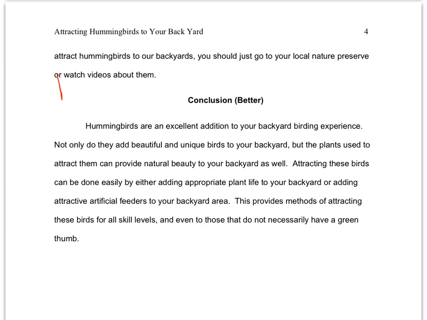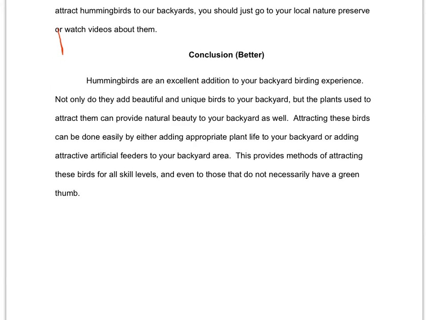And then I wrote the conclusion down here a little bit better. This would be a more appropriate conclusion for the paper. "Hummingbirds are an excellent addition to your backyard birding experience. Not only do they add beautiful and unique birds to your backyard, but the plants used to attract them can provide natural beauty to your backyard as well. Attracting these birds can be done easily by adding appropriate plant life to your backyard or adding attractive artificial feeders to your backyard area."